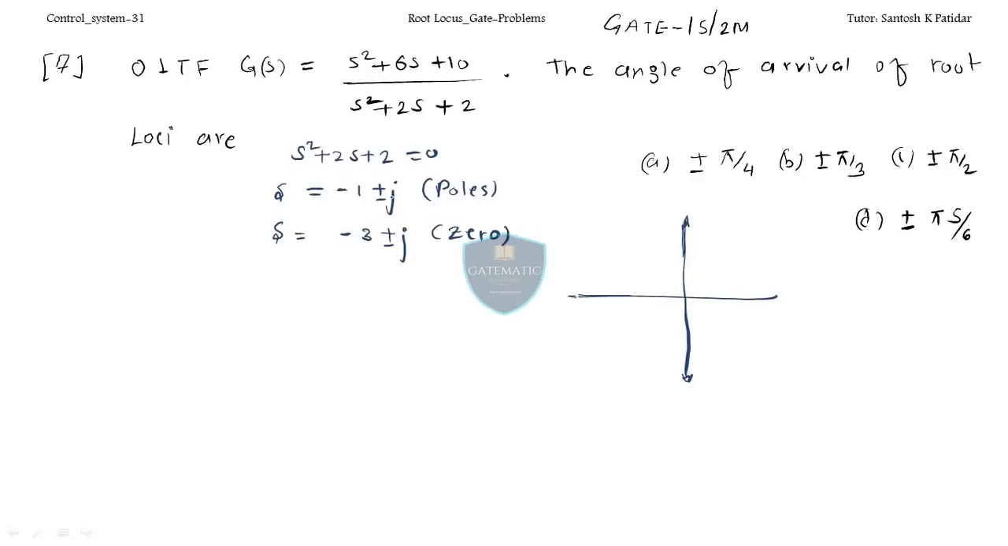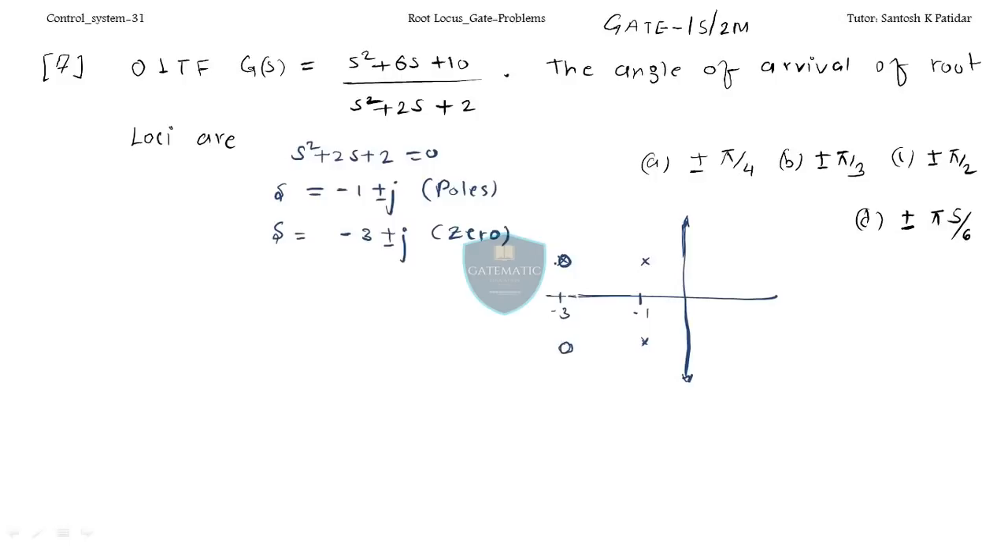The poles are at minus 1 plus minus j, so there are 2 poles. The zeros are at minus 3 plus minus j. Here it's minus 3, here it's minus 1, and the height is the same. So these are the zeros actually. This is the kind of your graph, isn't it?